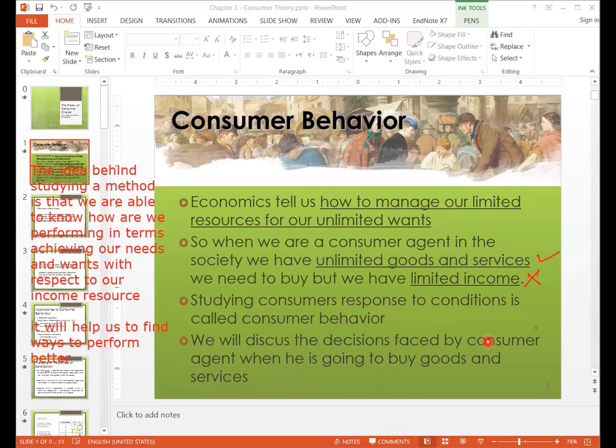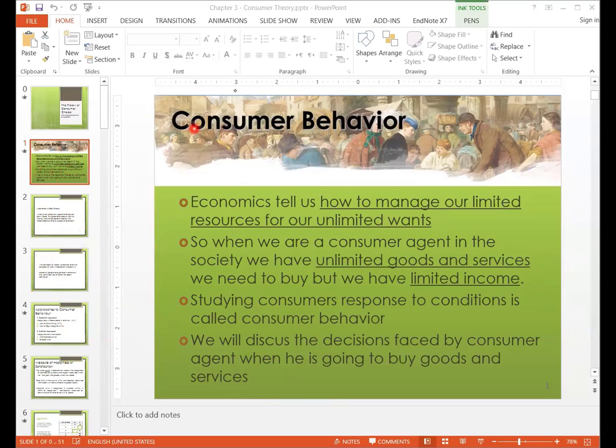So what are the issues that he faces and how he can perform better in the situation. So this is the preface of this topic. Let's go to the next point.